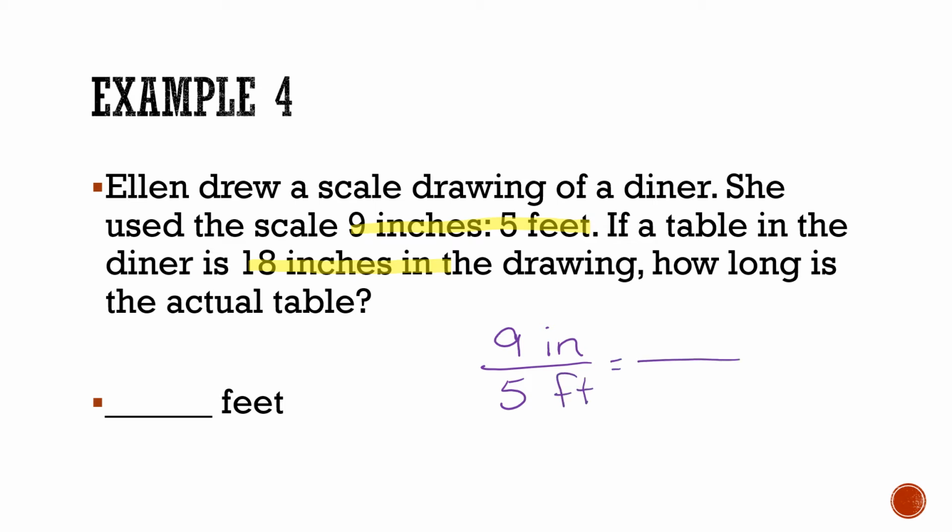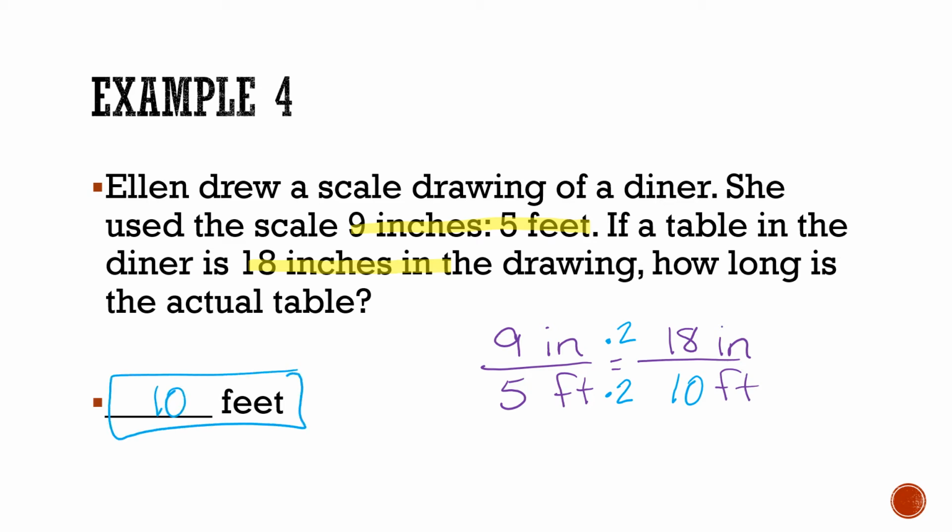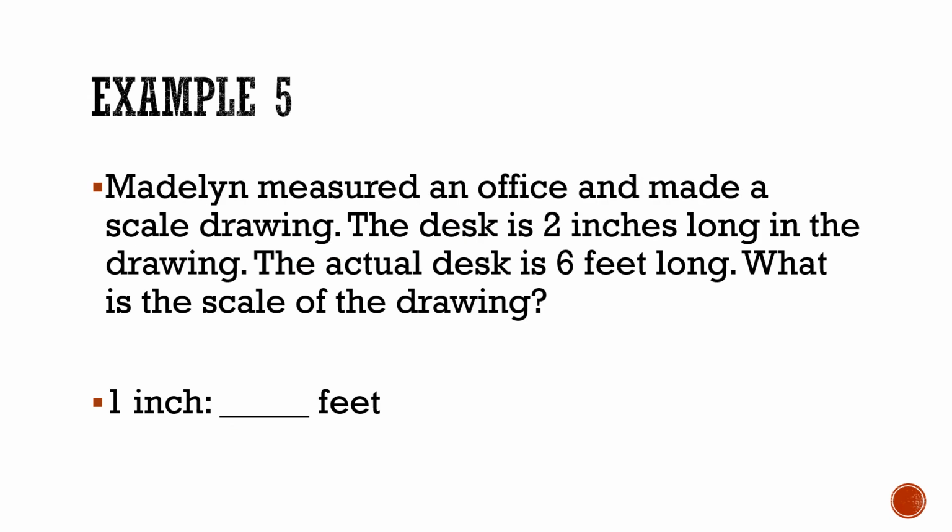If you started with inches on the top, we're going to leave them on the top and feet on the bottom. It says that the table in the diner is 18 inches in the drawing, so we're going to fill in 18 up here with the inches. To go from 9 to 18, we would multiply by 2, so we'll do the same on the bottom. 5 times 2 would be 10 feet. Pause your video and try example 5.